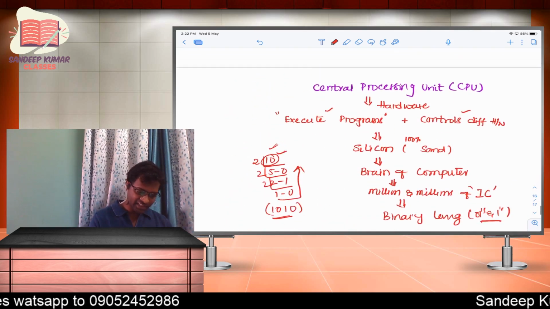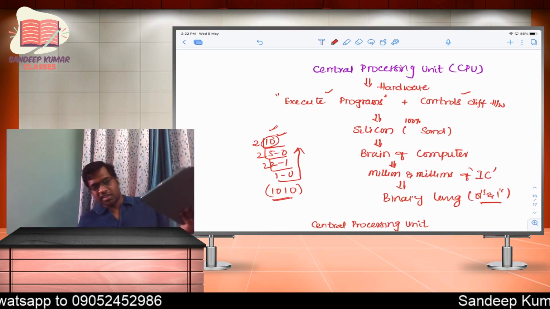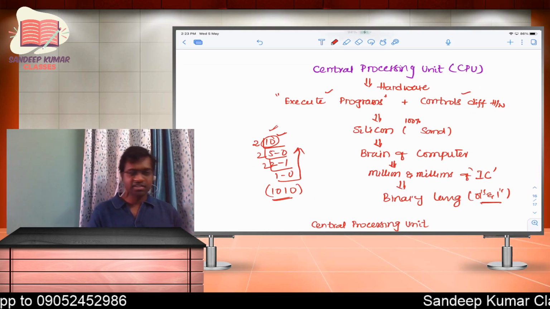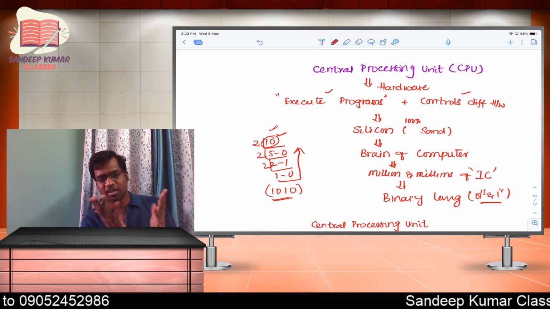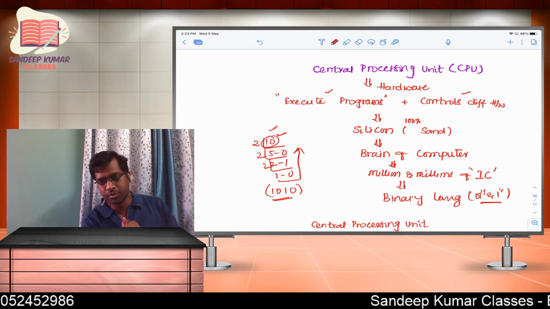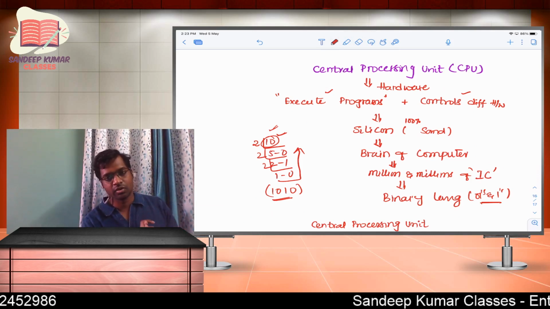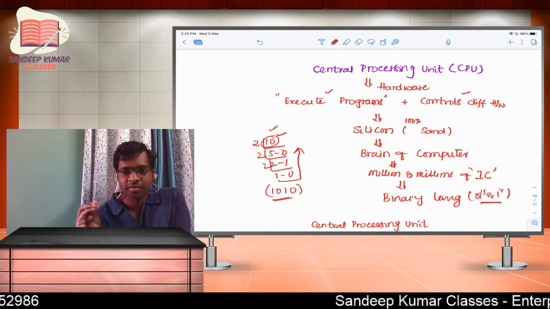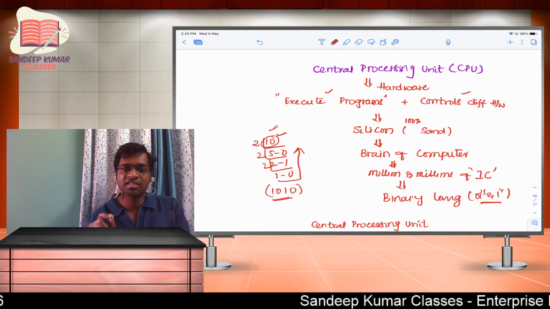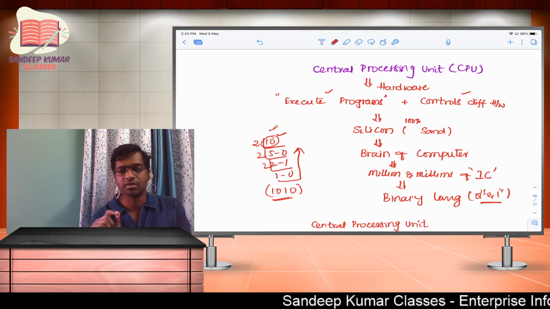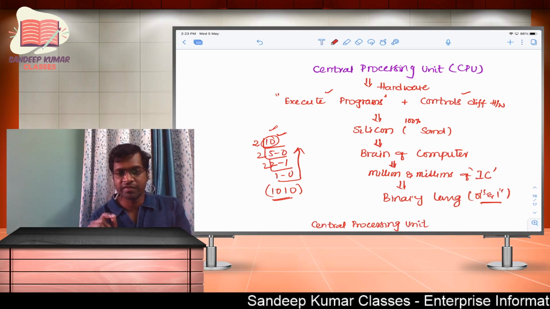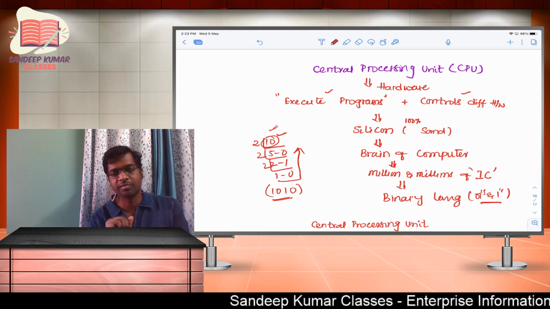So we studied the central processing unit, which is nothing but a hardware component. What exactly does it do? It executes the programs and it controls different hardware units. It uses a material called silicon. What is silicon? It is nothing but 100% pure sand. It is also called the brain of a computer, and we require millions and millions of integrated circuits. It understands only one language, called binary language. What do you mean by binary language? Any combination of zeros and ones is called binary language.